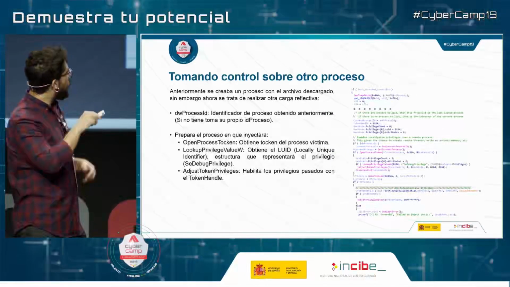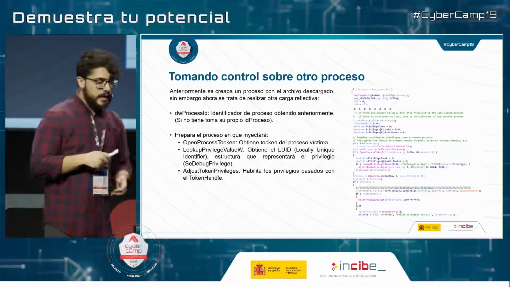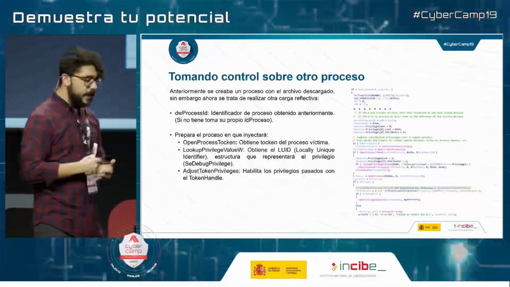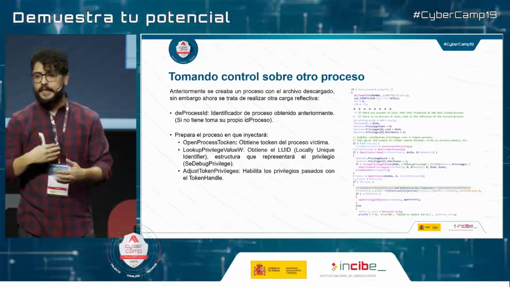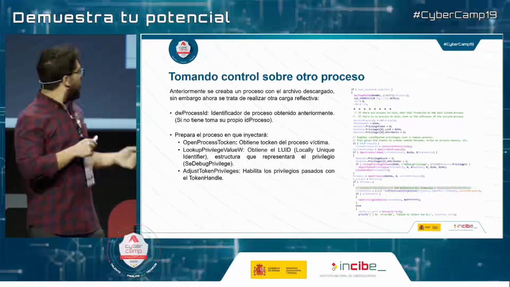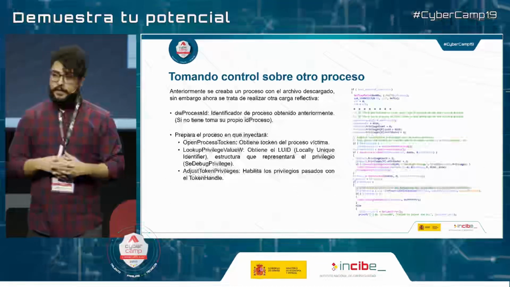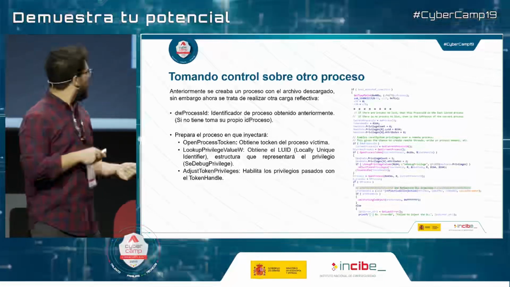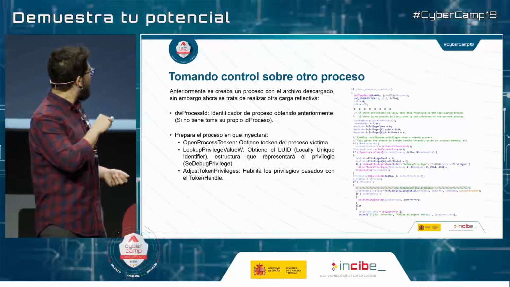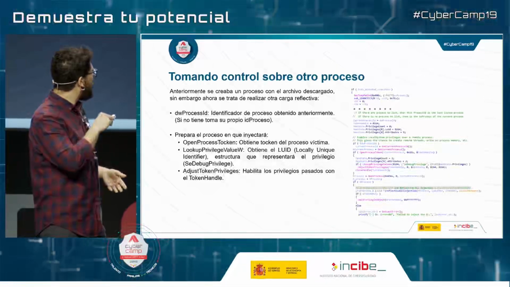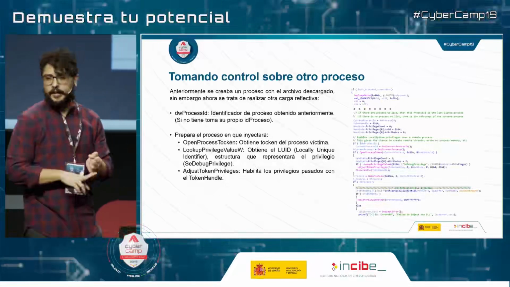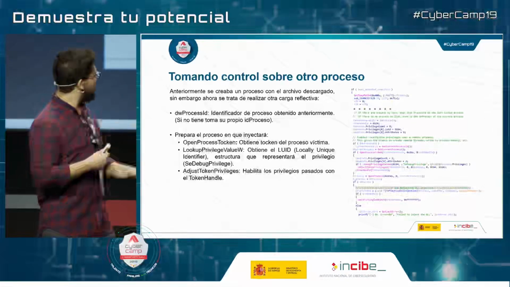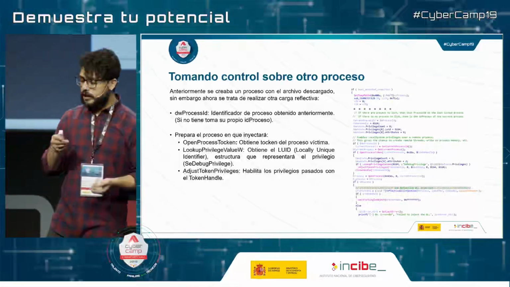So it's going to obtain the process token of the victim process, and then it's going to do a lookup privilege value in order to obtain the LUID, which is the permit structure that allows access to other processes. So this allows you to access other processes as if you were the local admin. And finally, it enables these privileges with adjust token privileges, and it can get its own process identification and the structure of permits.